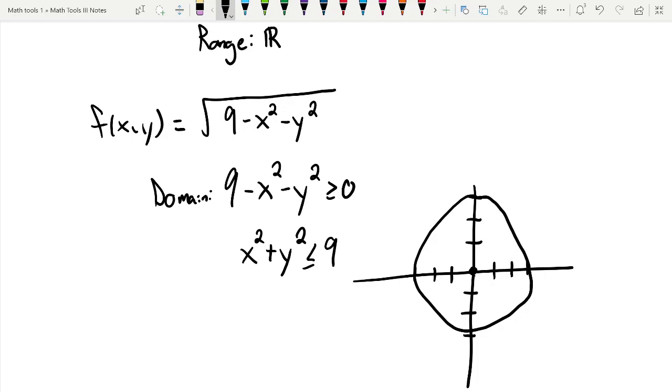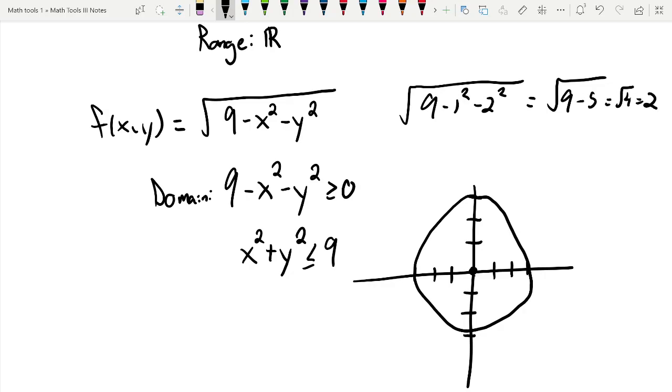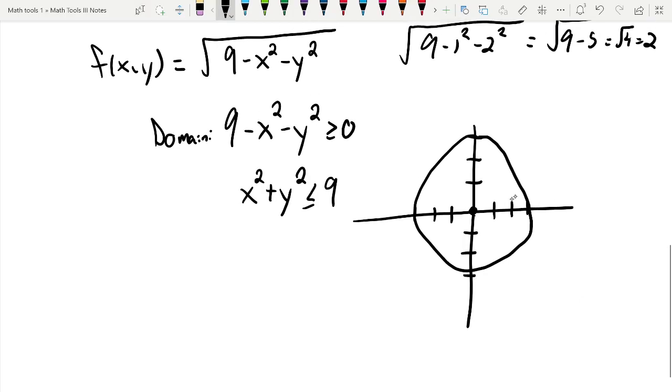So for example, (1, 2) is a point that we can plug into this function, and we can test it. 9 minus 1 squared minus 2 squared is going to be 9 minus 1 minus 4, so 9 minus 5, so the square root of 4, so we get 2. We can see that we can't plug in (4, 0), for example, right? Because if we did, we'd have 9 minus 4 squared minus 0 squared. So this would be 9 minus 16. So this is the square root of negative 7, and that's not allowed. Okay.